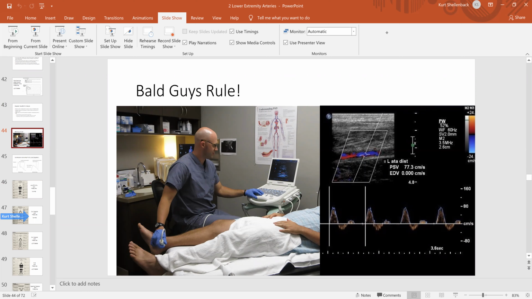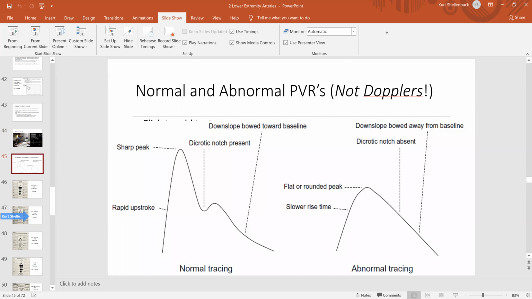I guess there's no reason for that picture other than the fact that he's bald.